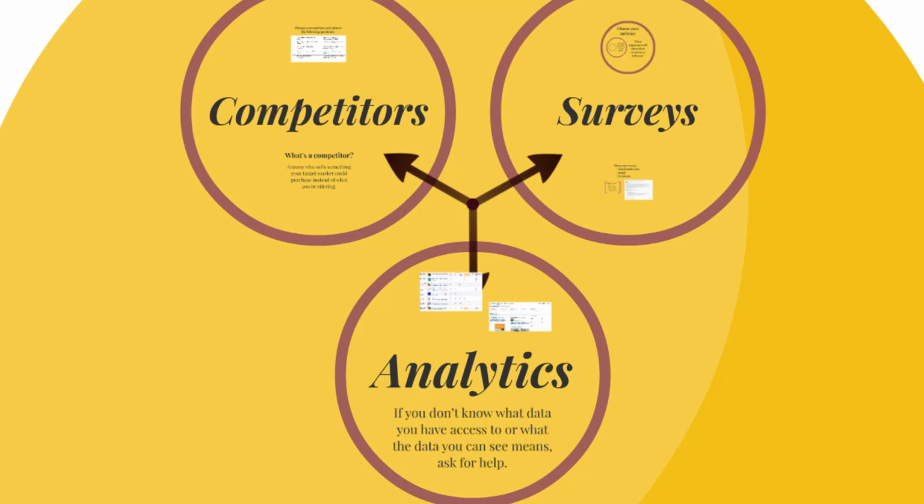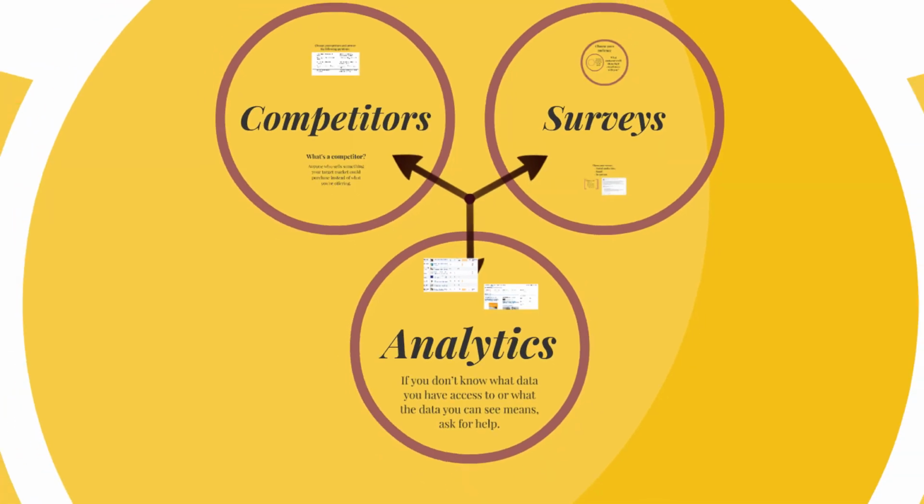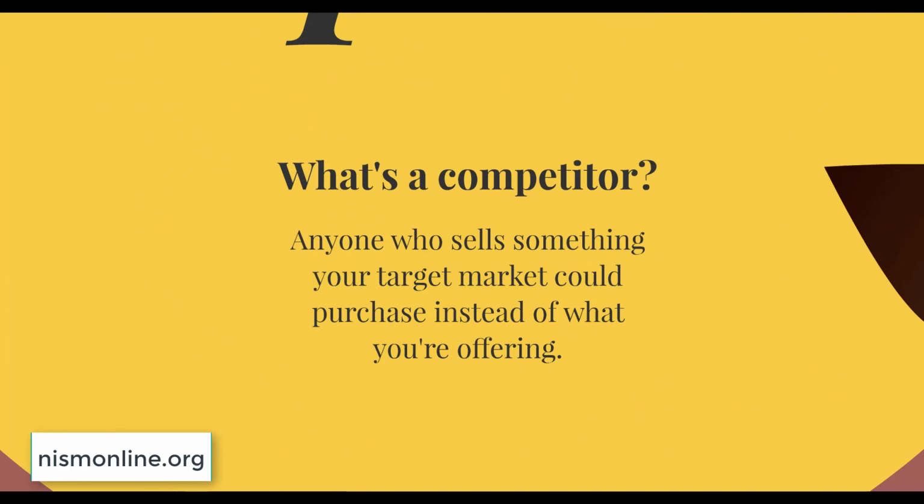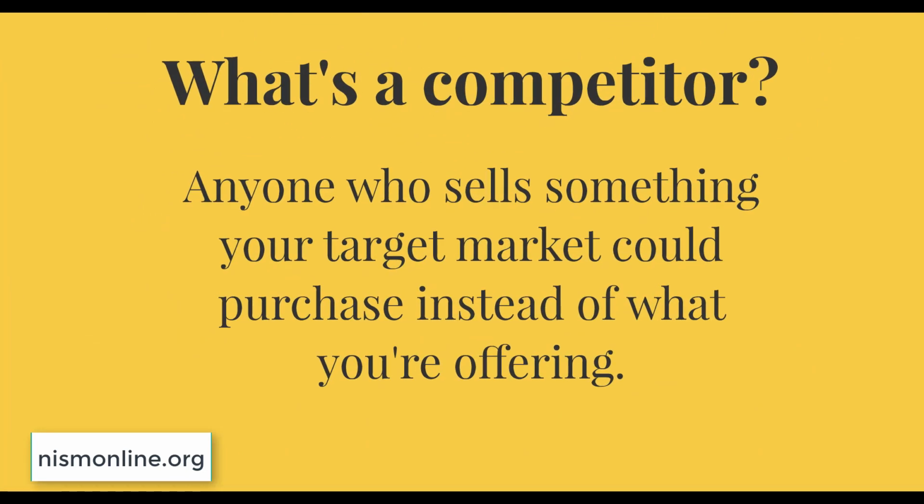But let's go ahead and dig into the actual details of the content. So our first consideration are competitors. Now let's get one thing clear. What is a competitor? So for our purposes, a competitor is anyone who sells something your target market could purchase instead of what you're offering. So the reason I explain it that way is because sometimes, especially when someone is really attached to or really, really proud of the product that they're offering, they think that there is nothing in the world comparable to what they are offering. And I say that kind of jokingly, but not really.